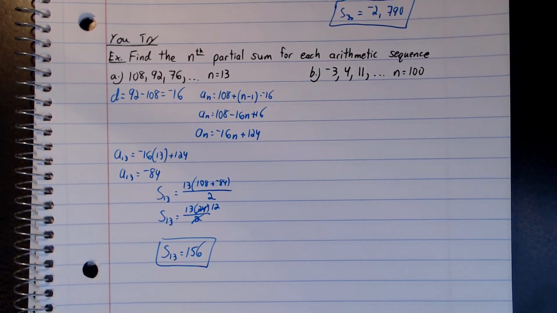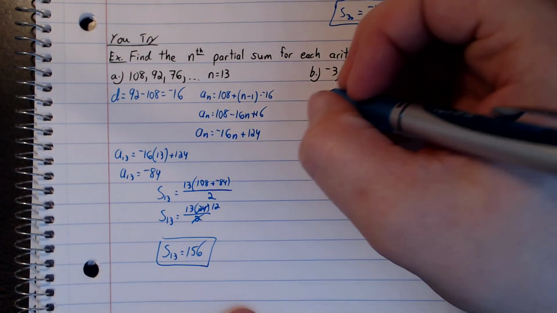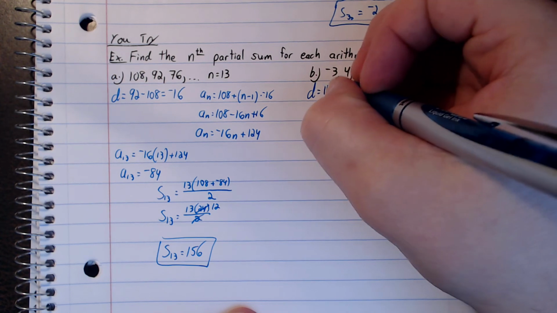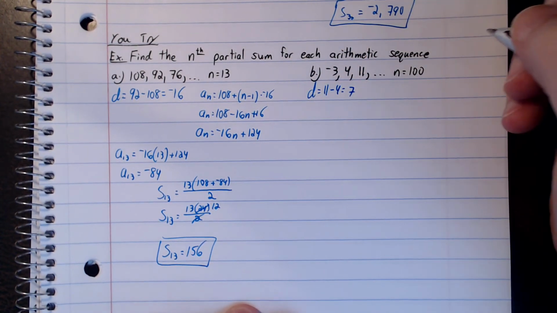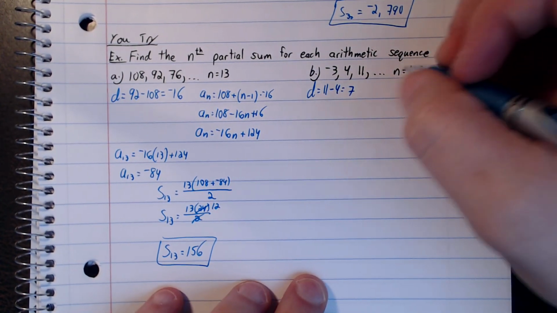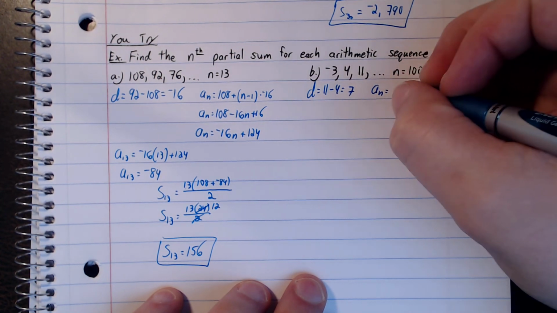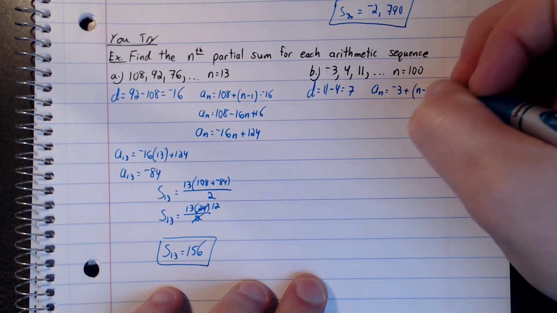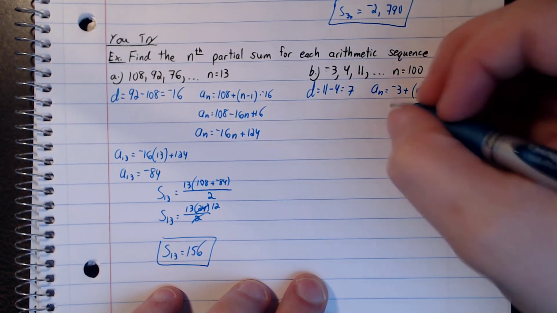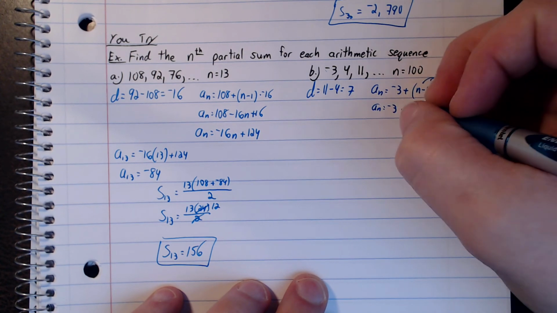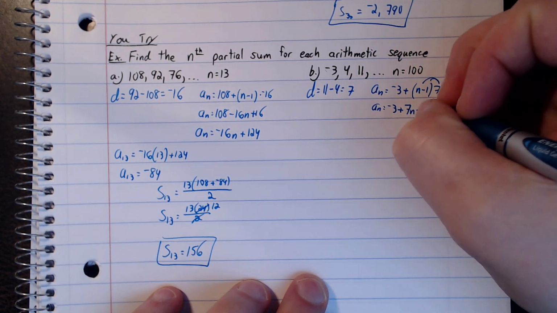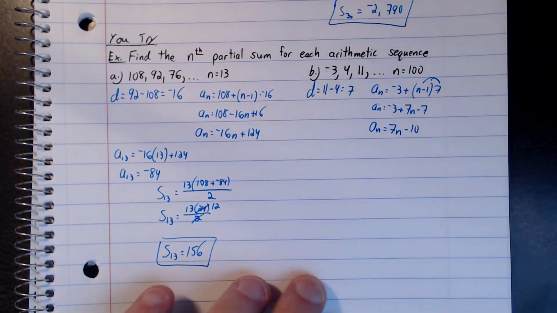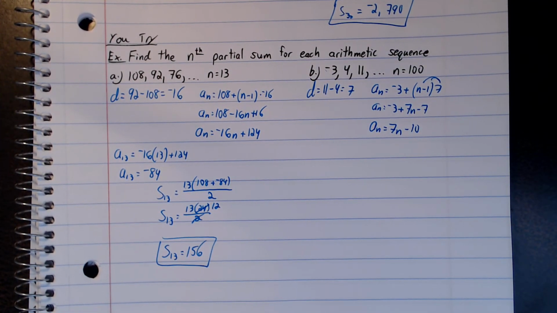Let's check out what you got for B. Finding our common difference here, let's see, I'm going to do 11 minus 4, which is 7. So our common difference is 7. We've got to find that nth term. So let's see, our first term is negative 3. Distribute. So our formula is going to be 7n minus 10.